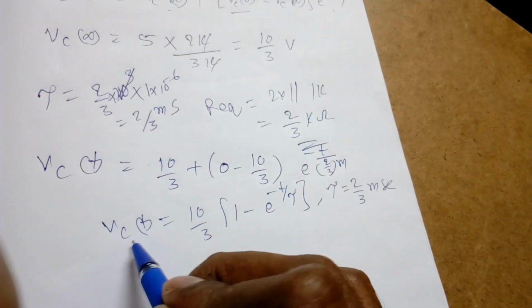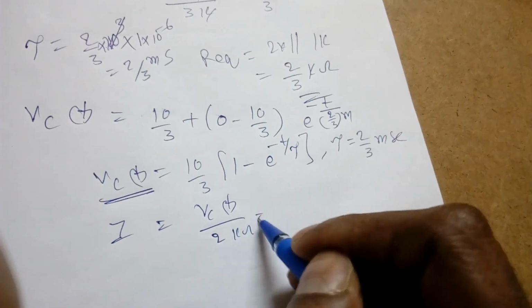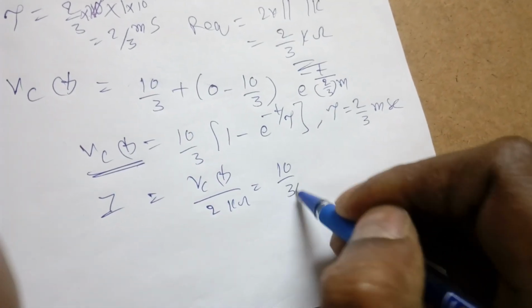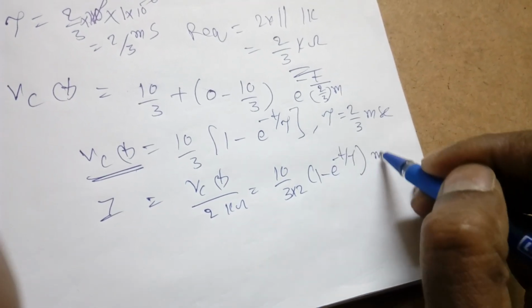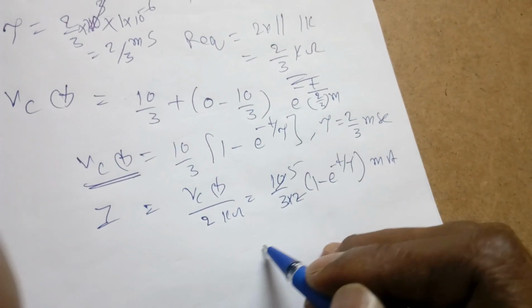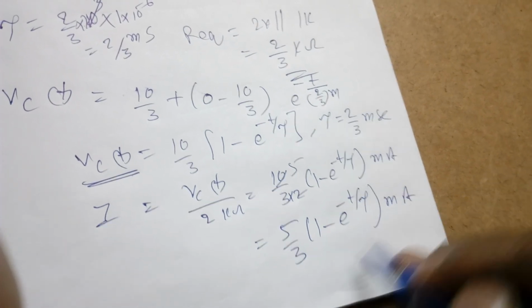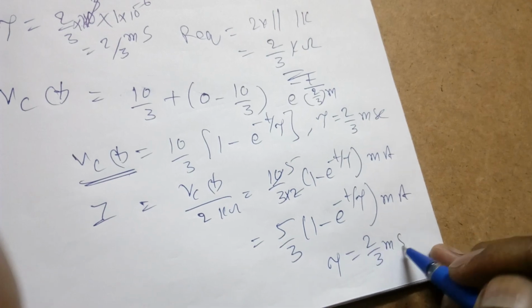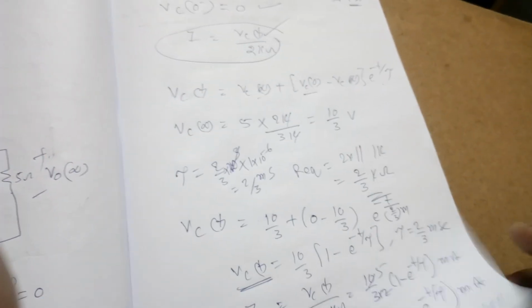This is Vc of t, but we don't require Vc of t, we require I. I of t is equal to Vc of t by how much? 2 kilo ohm. So 10 by 3 into 1 by 2 kilo, and 2 kilo means we will get it in milliamperes. So the final answer is 5 by 3 into 1 minus e power minus t by tau milliamperes, and tau is here 2 by 3 millisecond. I am going very fast because we already know this concept. It only requires 30 seconds, maybe 50 seconds, to solve this type of problem.